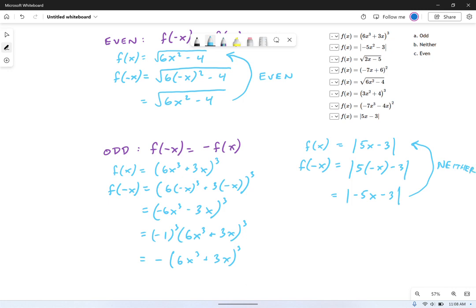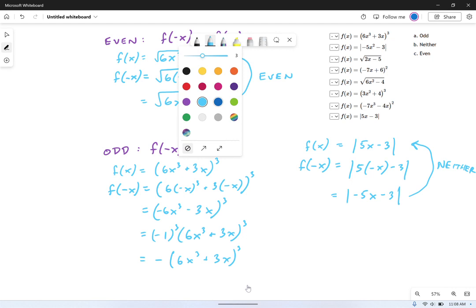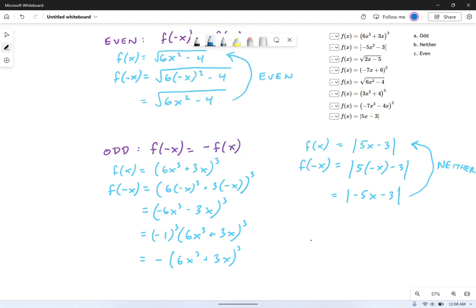Now, if you're wondering, okay, well, that's great. How do I know if it's exactly the same or opposite or not quite either? Well, what you can always do, if you're not feeling so confident on the algebra part of it, is just plug in a number. Okay, watch this. F of 1 equals the absolute value of 5 times 1, that's 5, minus 3, equals the absolute value of 2, which is just 2. But what if I had done f of negative 1? Well, then I would get the absolute value of negative 5 minus 3. So that's the absolute value of negative 8, and that's 8. And see, those aren't the same, and they're not opposite, so that proves it's neither.